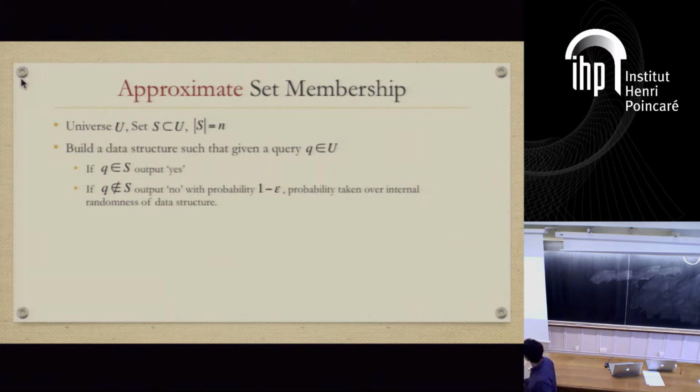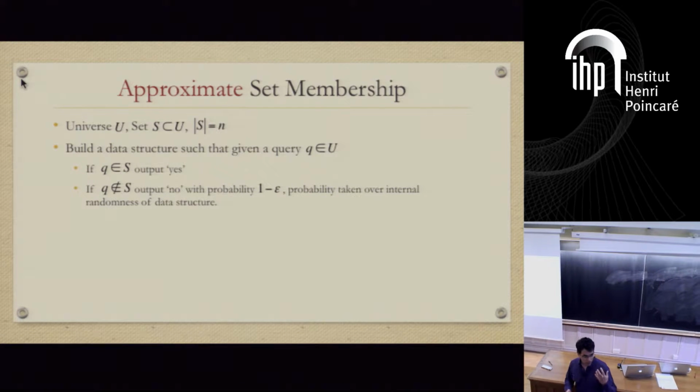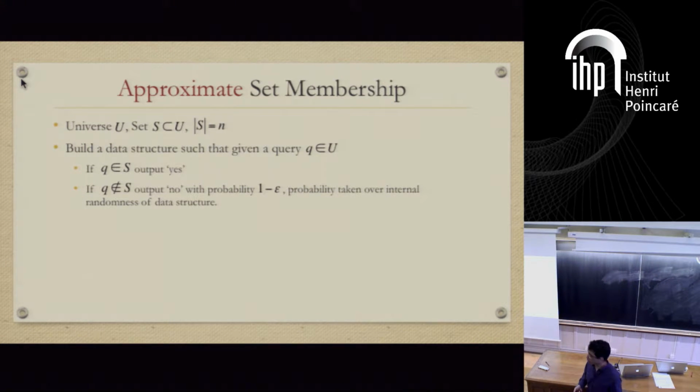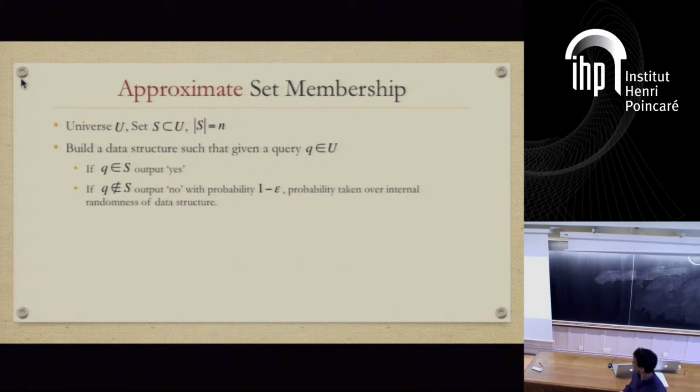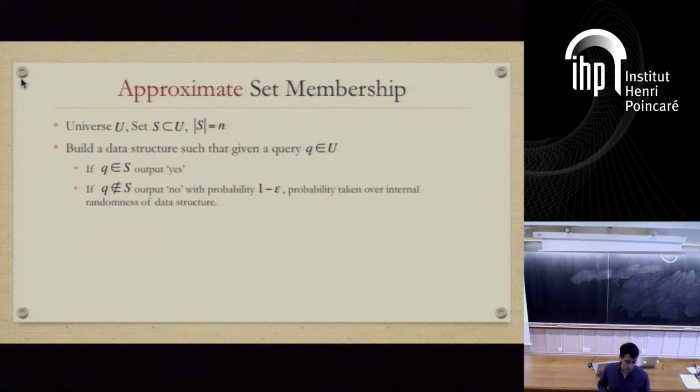So a natural way to sidestep this problem is to look at approximate set membership, where if the query item Q belongs to the set, we want to answer yes always. But if it does not belong to the set, we allow ourselves a small false positive rate. So we want to answer no with probability 1 minus epsilon, and epsilon is then our false positive error rate.